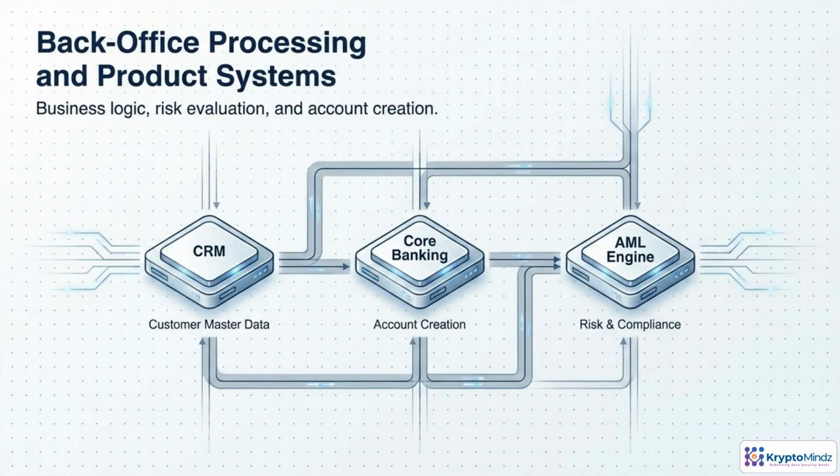After identity is verified and the contract is signed, everything has to land in the bank's back office. The CRM holds customer master data and becomes the single source of truth about the person. Core banking is where accounts are created, balances maintained, and products activated. In parallel, the AML engine evaluates the customer and their transactions for financial crime risk. A clean outcome across these systems is what turns a successful onboarding into a live account.